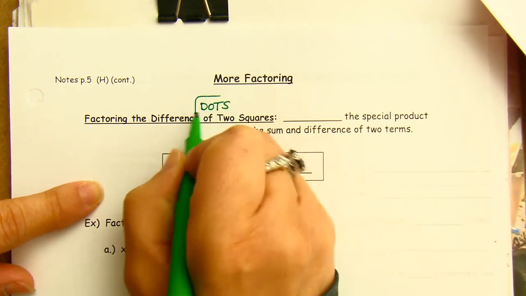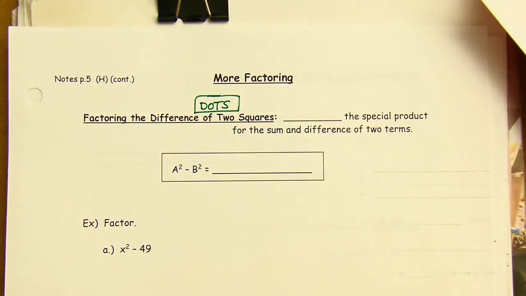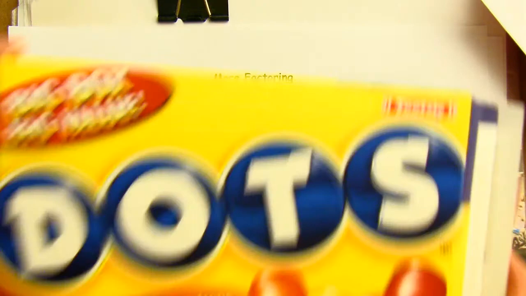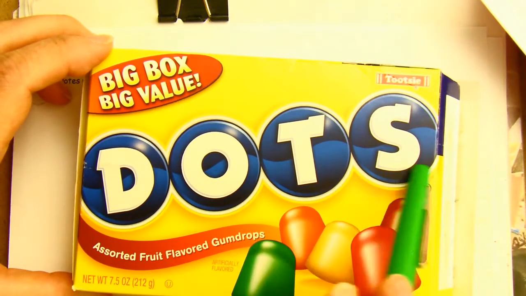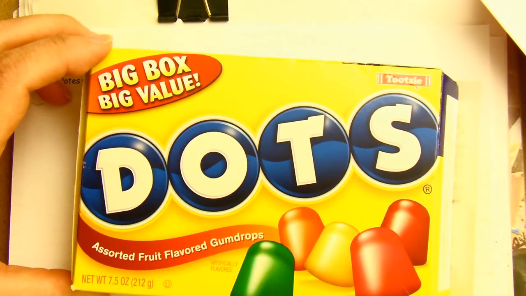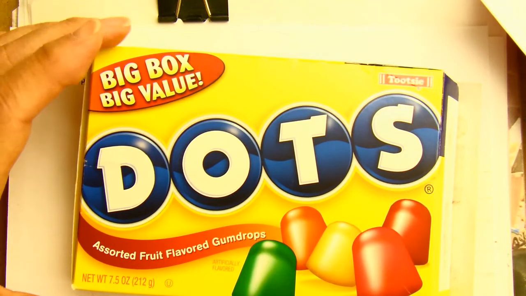D-O-T-S. Remember, you can only factor DOTS. You can never factor SOTS. I usually use this in class to help students remember that you can only factor the difference of two squares. Dots is a candy. I don't eat them. They stick to my teeth. I don't enjoy that.